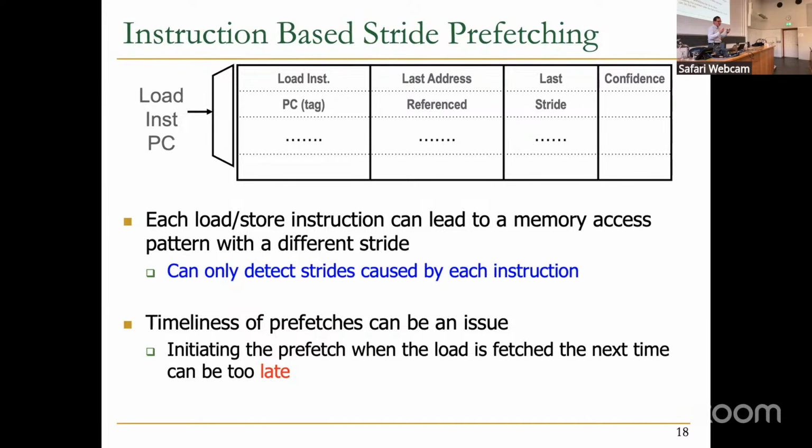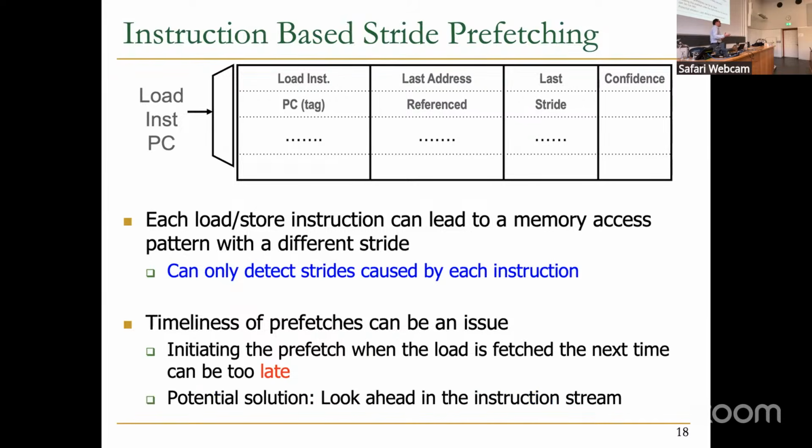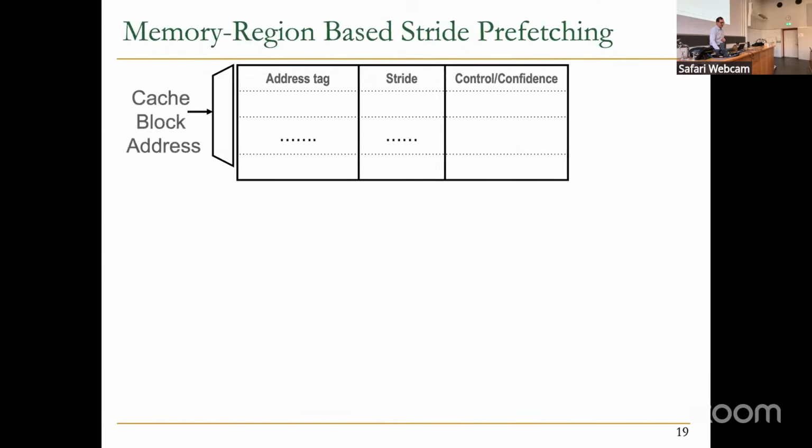If there's not enough time, you look ahead in the instruction stream. Basically, you prefetch for the next nth instance of the load. You multiply the stride by n, for example, and add to the base address so that you actually look ahead and prefetch for the nth instance. So you need to determine the timeliness. Hopefully that's clear. Memory region-based stride prefetching is very similar, except you have this table that's indexed with a region address or cache block address. You look at a region, that's the address tag, region meaning a larger, coarser granularity. It could be a page, for example, a virtual memory page. You look at that region and you basically associate a stride with that region.